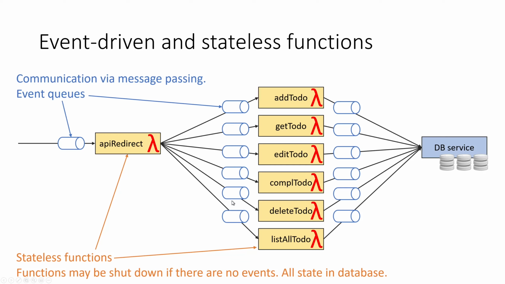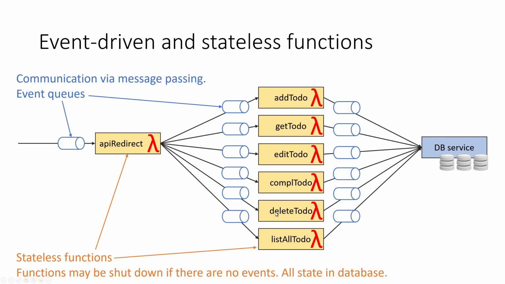And the deletion function is very seldom called. So what might happen is that this function might not have any requests on its queue, so the cloud provider might just shut down this function. It's not even running anymore. It's using 0 resources. And if we had any state in memory, that state would be lost. So we can't store anything in memory.